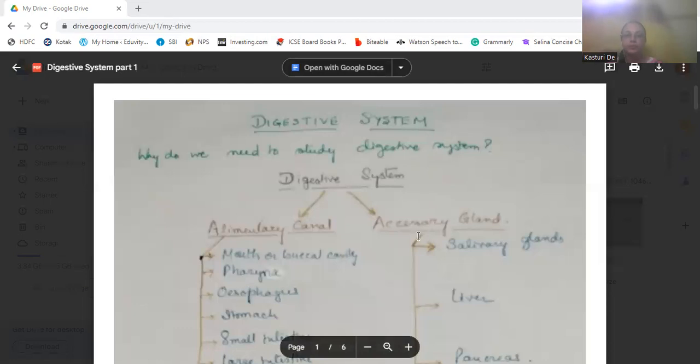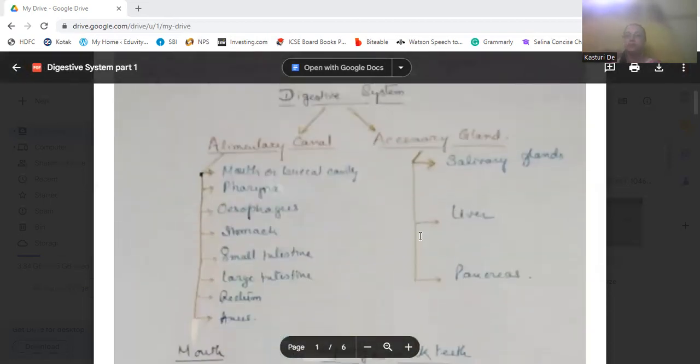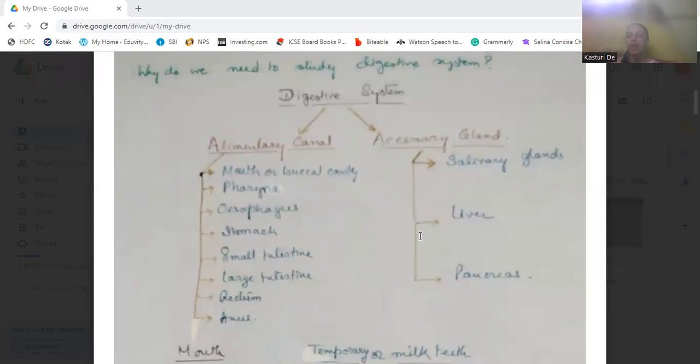So the digestive system consists of the alimentary canal and accessory glands. In the alimentary canal, first comes the mouth or buccal cavity, then the pharynx, esophagus, stomach, small intestine, large intestine, rectum. The small intestine is divided into three parts: duodenum, jejunum, and ileum. The large intestine is divided into three parts: colon, cecum, and rectum.